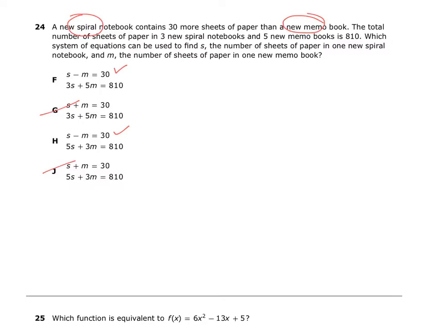Then 3 goes with the spiral. So here's 3S. That says 5S. 5 goes with the memo. And then together, total, they have 810 pages. Oops. Should circle those. So our answer would be F.